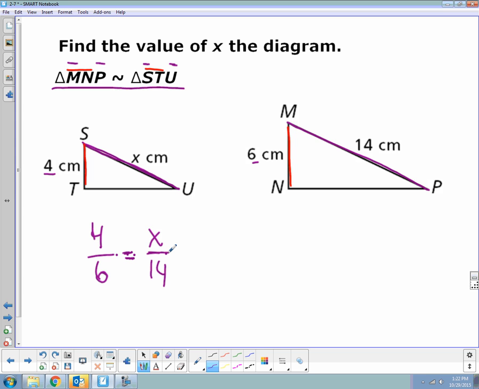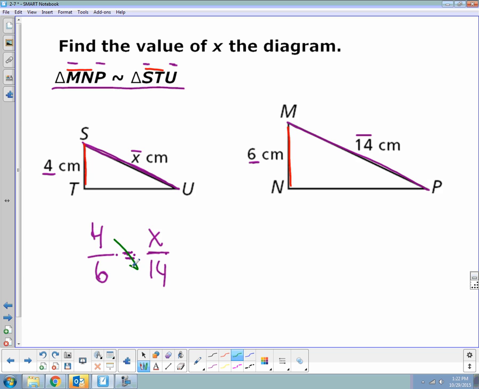One thing to be careful of is pick a direction, left or right. I read from left to right, and so when I'm doing these problems, I'm going to go from left to right, and then from left to right. And I'm just going to keep reading from left to right. So when I do 4 over 6, I'm going from left to right, and I do x over 14, I'm going from left to right. Now that I have a proportion, I can solve.